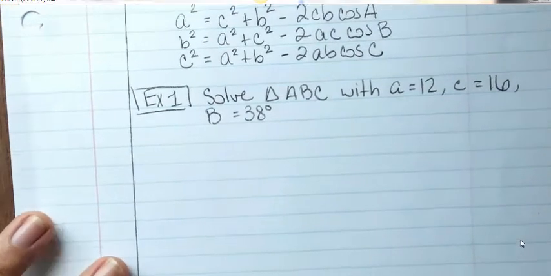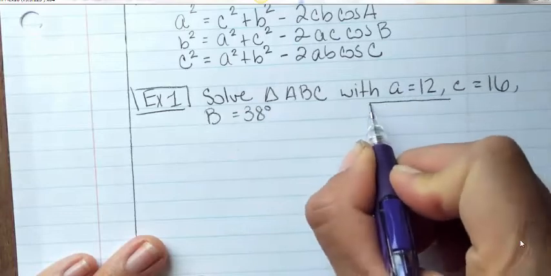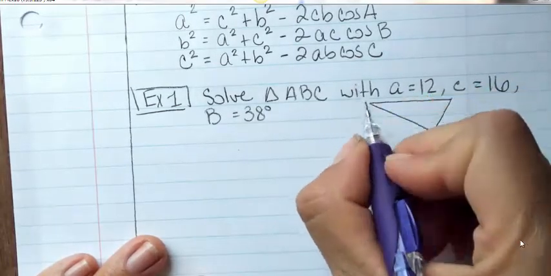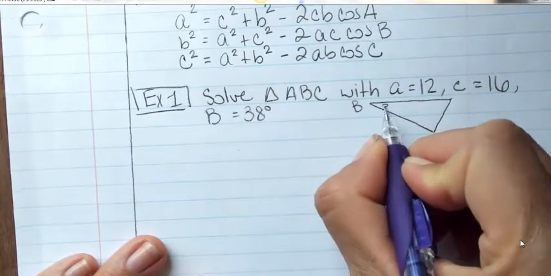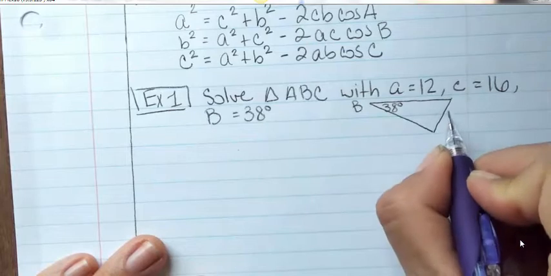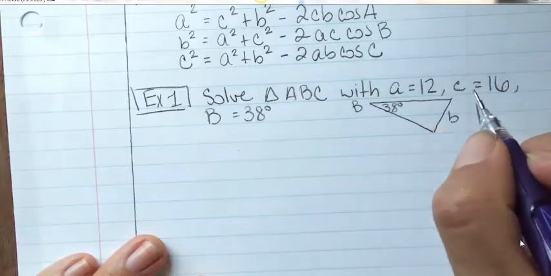A lot of times it's helpful to draw these out. So I'll go ahead and draw one out that'll fit nicely in here. How about that? So we'll call this B, which is 38 degrees, and then side B opposite it. Okay, and we have to solve this triangle, so we have to find every single part. What else am I given?